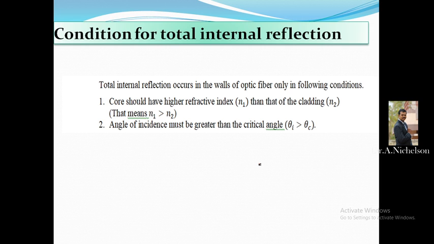So this is the condition for total internal reflection. Already I told you: n1 greater than n2, and the angle of incidence must be greater than the critical angle.